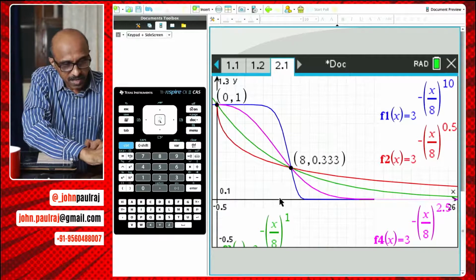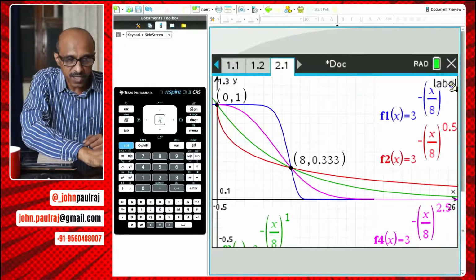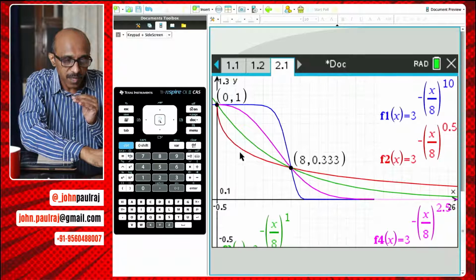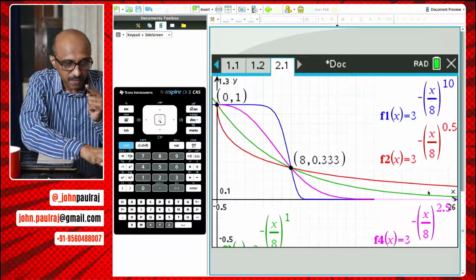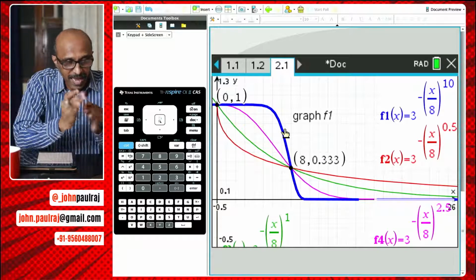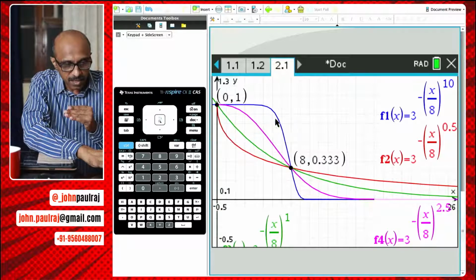So the flow is here on the x-axis, and we're looking for values of A. The values of A are what's differentiating these graphs. The blue graph, the value of A is 10. The red graph is the lowest value of A, 0.5, and the values of A are increasing from 0.5. The green graph is 1, the magenta graph is 2.5, and the blue graph is A equal to 10. So as A increases, it goes this, then this, then this, then this.